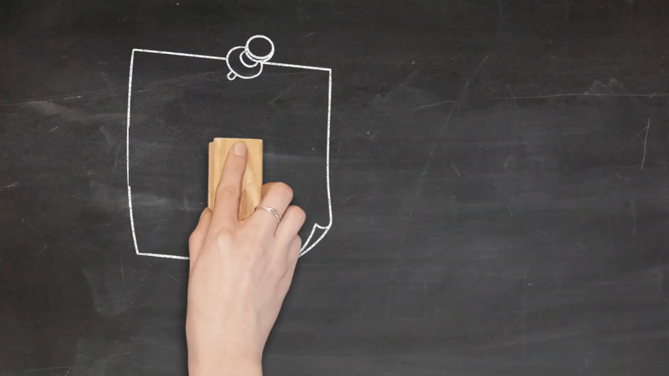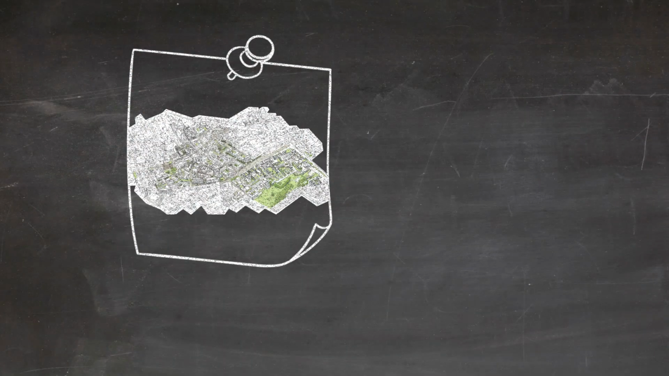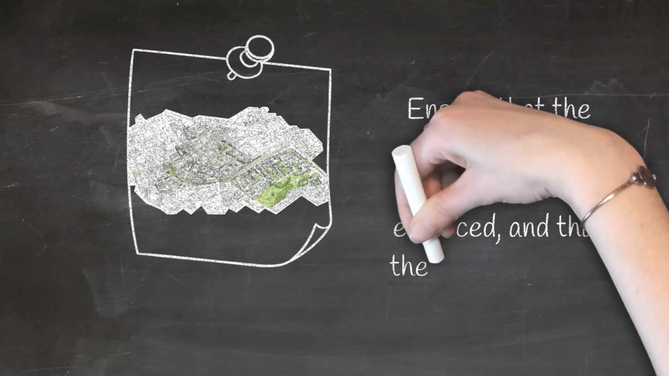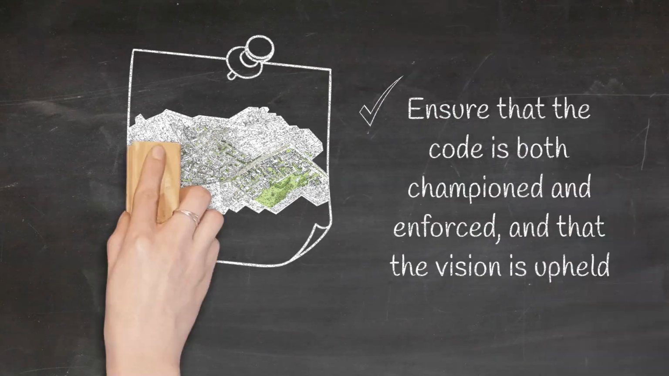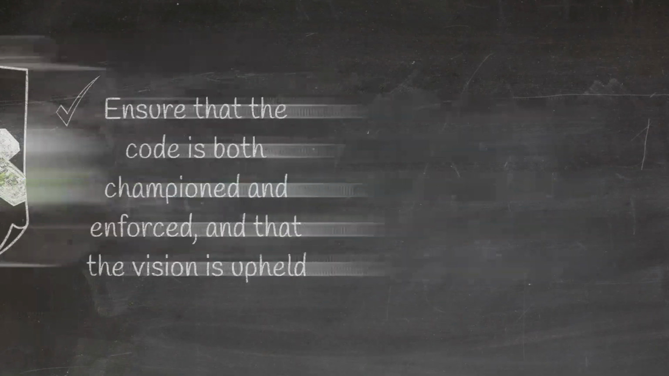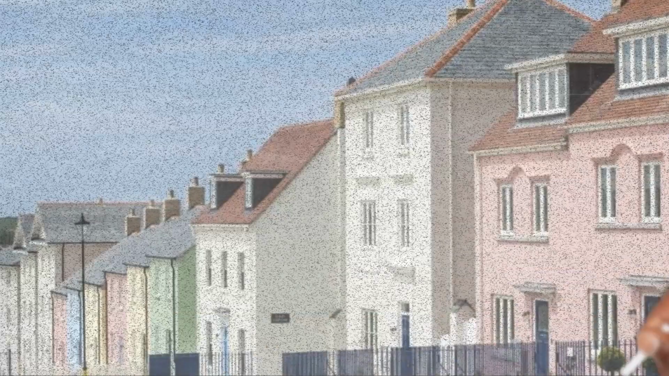Finally, you should set up the right panel and process to ensure that the design code is both enforced and that the vision is upheld. Without enforcement, it is nothing. And voila! Good design code, great place.